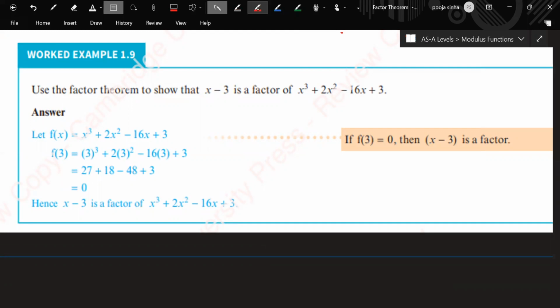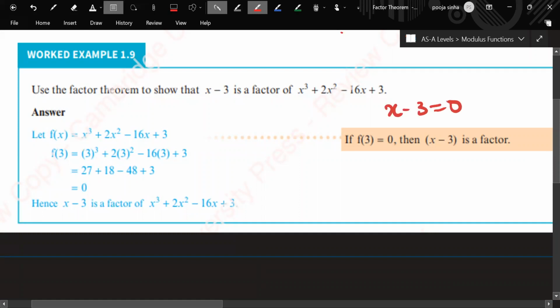It's given x minus 3 here, right? So the first thing you will do is put x minus 3 equal to 0. From that, can I say that x is equal to 3? Then the next step is to first write this as f(x) equal to this, and in that x, you will put 3.